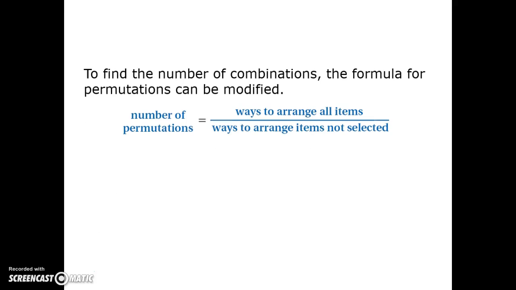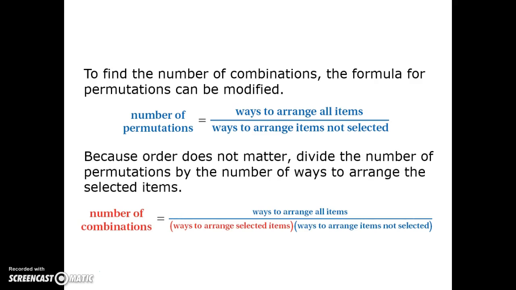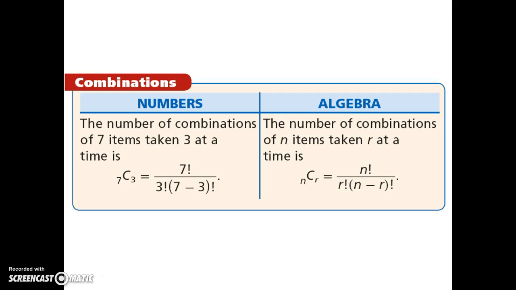So to find the number of combinations, we're going to work a little bit with our formula for permutations. Remember, in permutations, we took the ways to arrange all the items divided by the ways to arrange the items that weren't selected. In combinations, we're going to take that permutations formula and also involve the ways to arrange the selected items. So here's the formula for combinations. N and R are still there. Instead of a capital P, it's a capital C now for combinations instead of permutations.